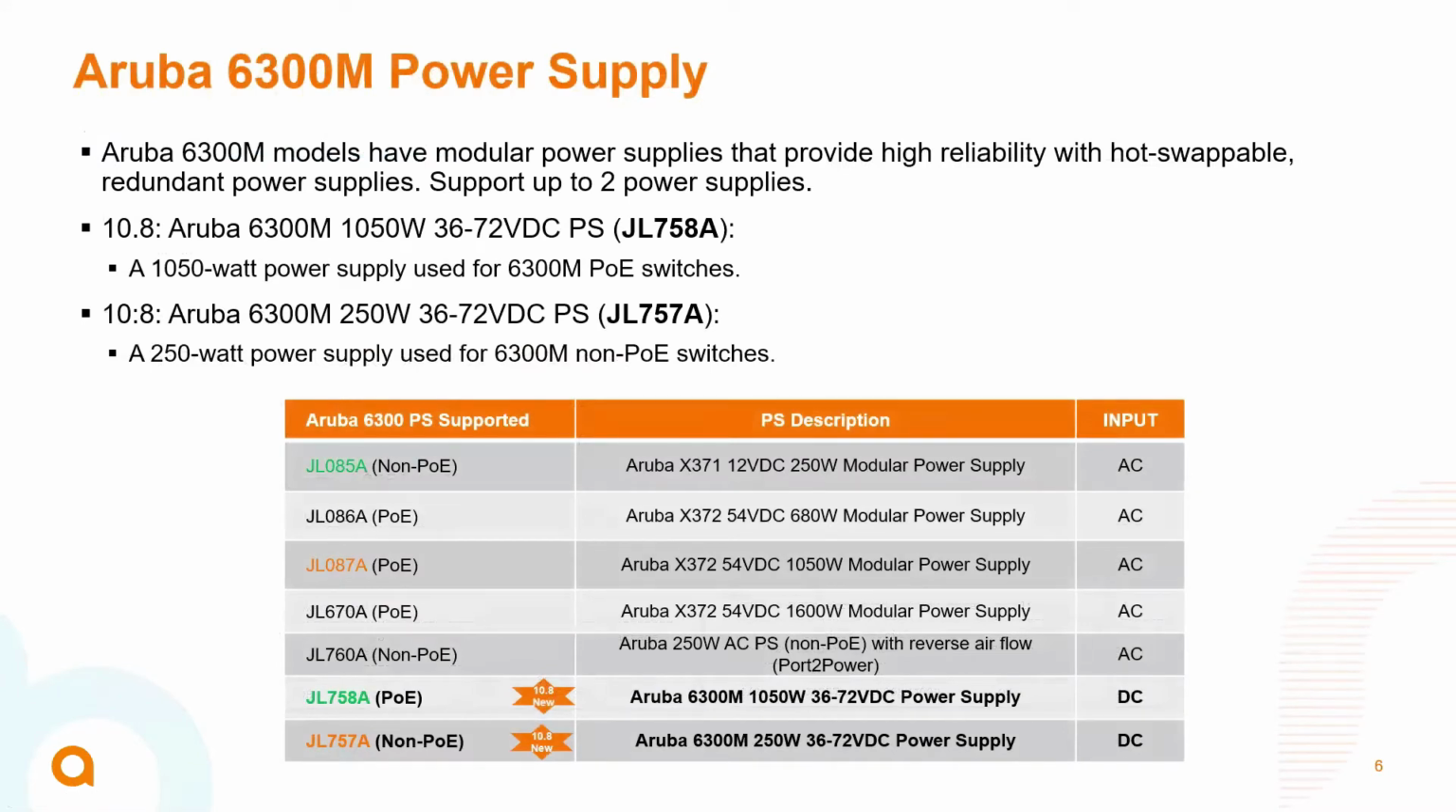To see it in a consolidated way, till now we support, as you know, 5 power supplies on Aruba 6300M platforms. As you see here, these are the 5 power supplies we support. Now we are introducing these 2 power supplies. JL758A is the PoE power supply, and this can go with another PoE power supply, JL87A, whereas JL757A can go with a non-PoE power supply. That's what is meant here.